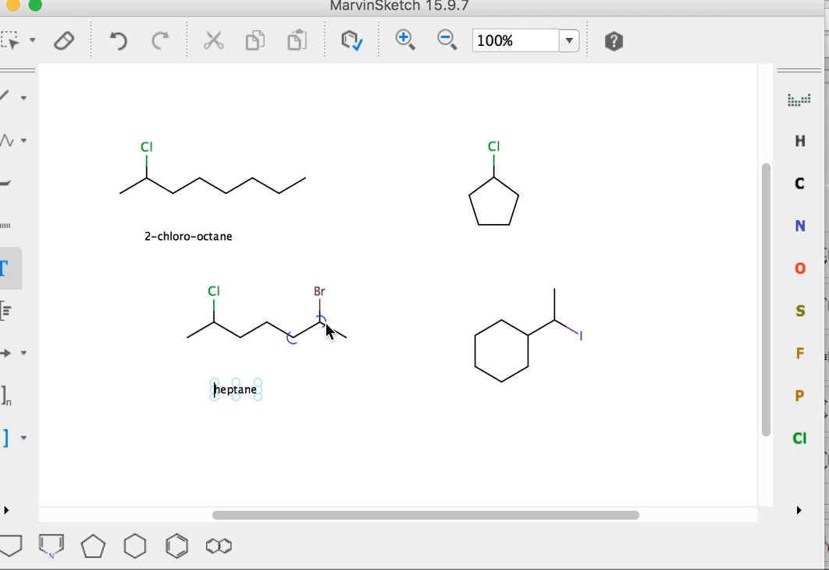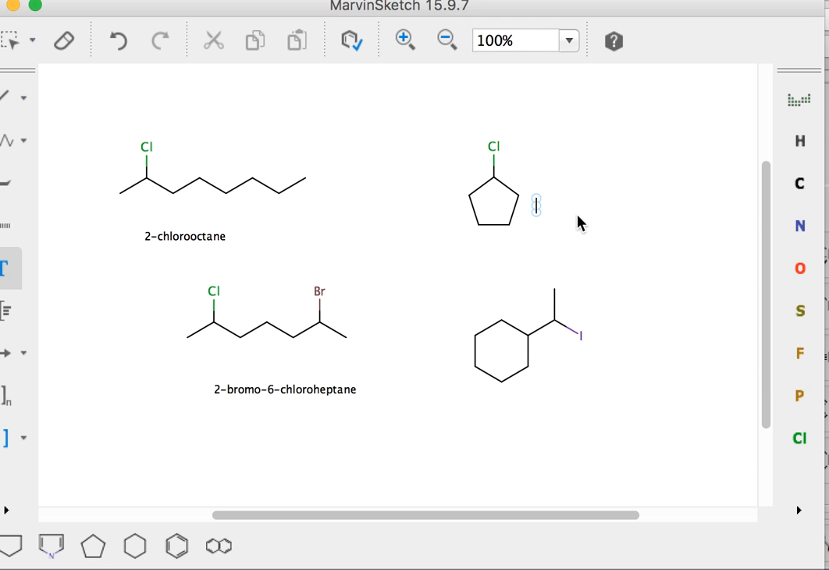And so we will name this 2-bromo-6-chloroheptane. Okay, actually here I don't need this dash. We don't need dashes between letters. So chlorooctane and chloroheptane.